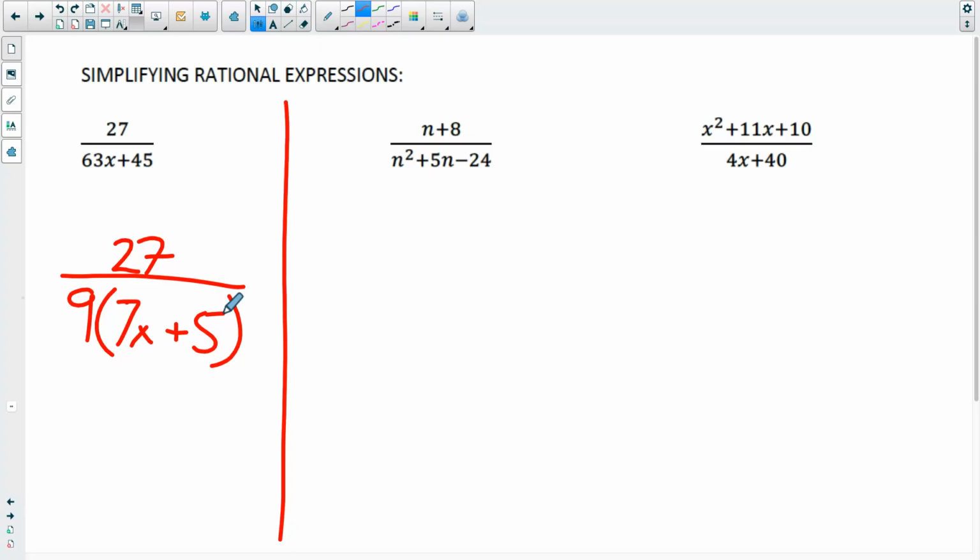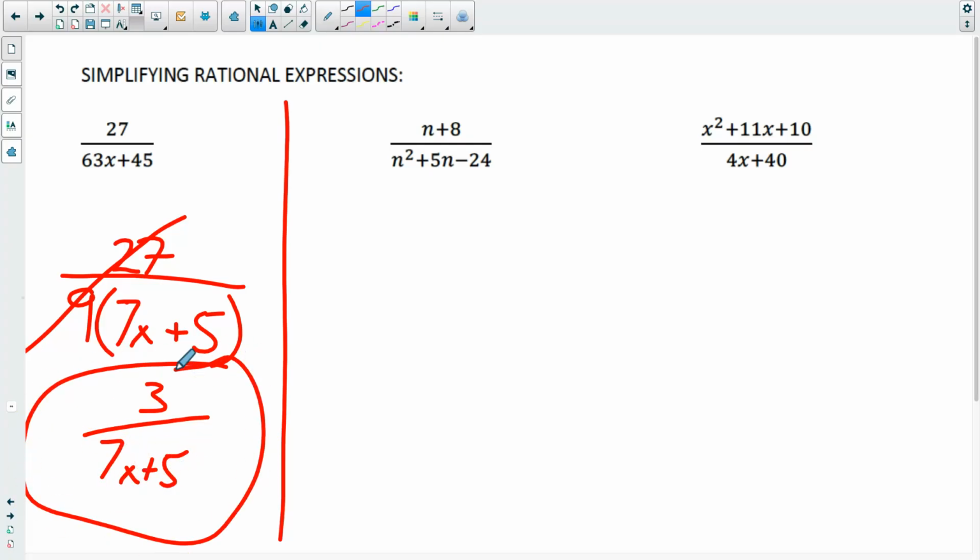And this is why I say you're just slashing away here. 27 divided by 9, what's that? 3. Cross that off. I got 3 divided by 7x plus 5. That's your answer. Look how lovely that looks. Amazing.